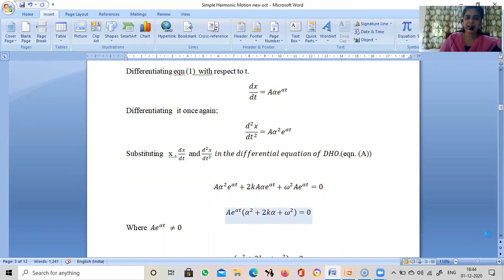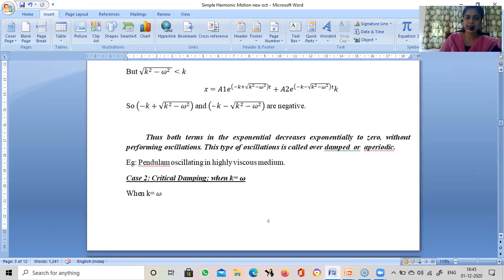Now in this equation, we know that if x into y is equal to 0, either x is equal to 0 or y is equal to 0, or both x and y can be equal to 0. But here, a e raised to alpha t is not equal to 0. So the only possibility is that the term inside the bracket is equal to 0. It is a quadratic equation in alpha.